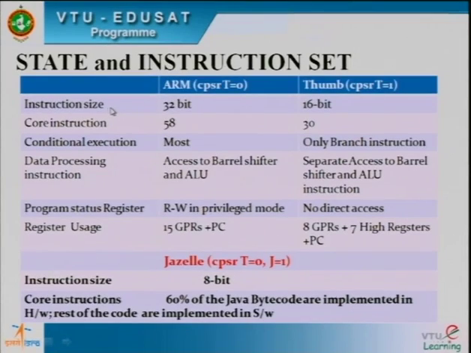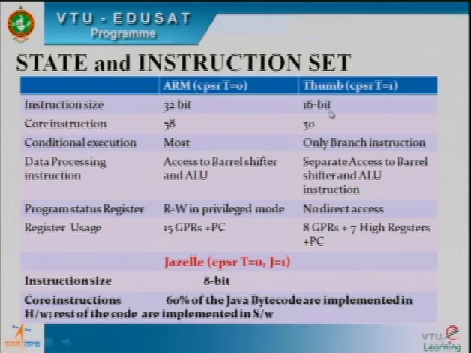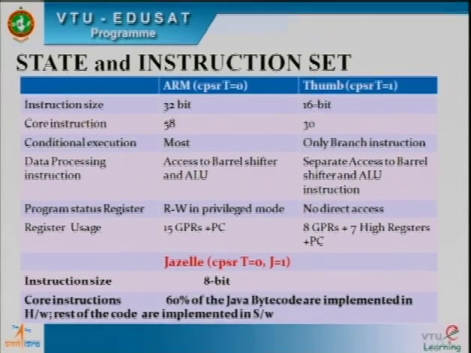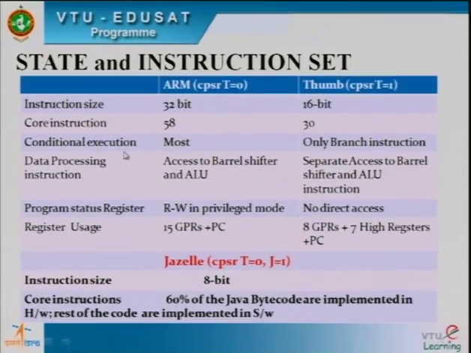The instruction size when the ARM is working in the normal ARM state, when T is equal to 0, is 32-bit wide, and for thumb instructions, when T is equal to 1 in the CPSR, the processor status register, the instructions are 16-bit wide. The core instructions in the ARM state are 58 instructions, and in thumb mode 30 instructions. This is taking the example of ARM 7. And the conditional execution: of course, the ARM processors do support instructions which are to be executed conditionally.